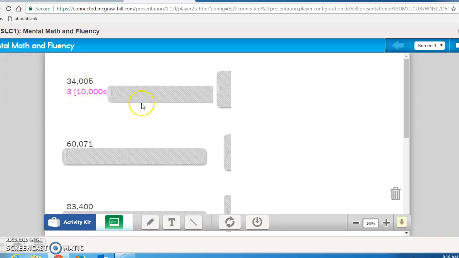The number 4, what place value is it in? Well, 4 is in the thousands. So I would need 4 thousands. And 5 is in the ones place, so I need 5 ones. When I add this number together, I get my original standard form number. So let's look at the next one.